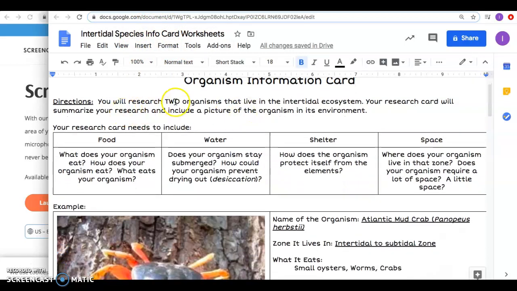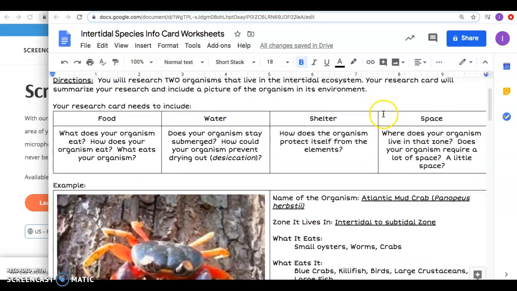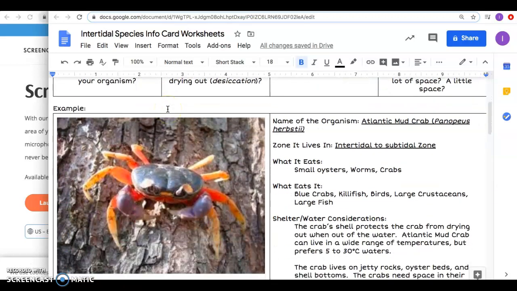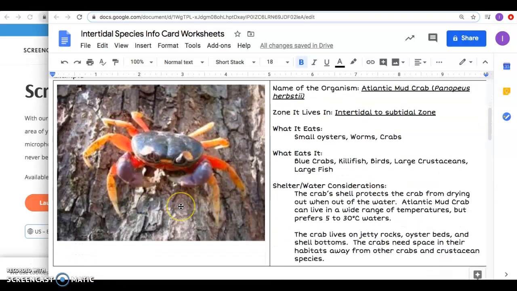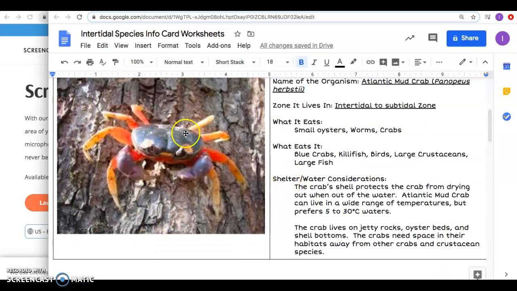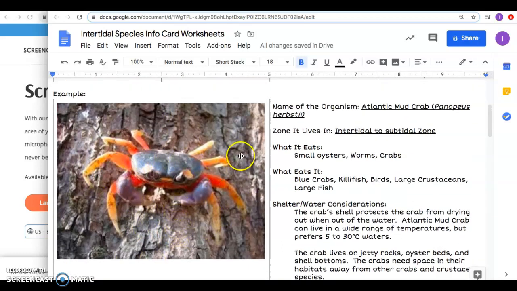So you will research 2 or 3, depending if you're honors, organisms that live in the intertidal ecosystem. Your research card will summarize your research and include a picture of the organism in its environment. All right, so you need to look at food, water, shelter, and space. Okay, now here's an example. All right, and this is what I'm talking about with crabs needing to be a specific kind of crab. There are so many different kinds of crabs.